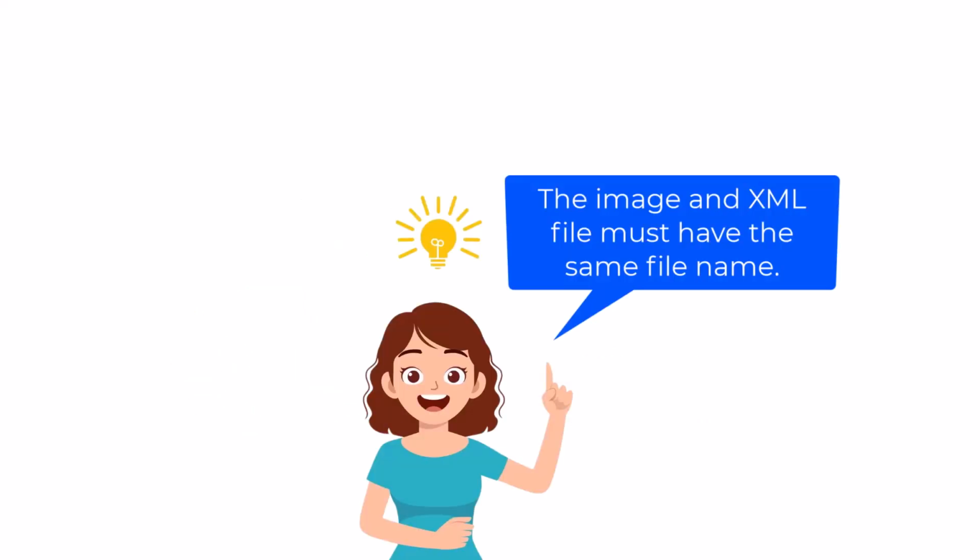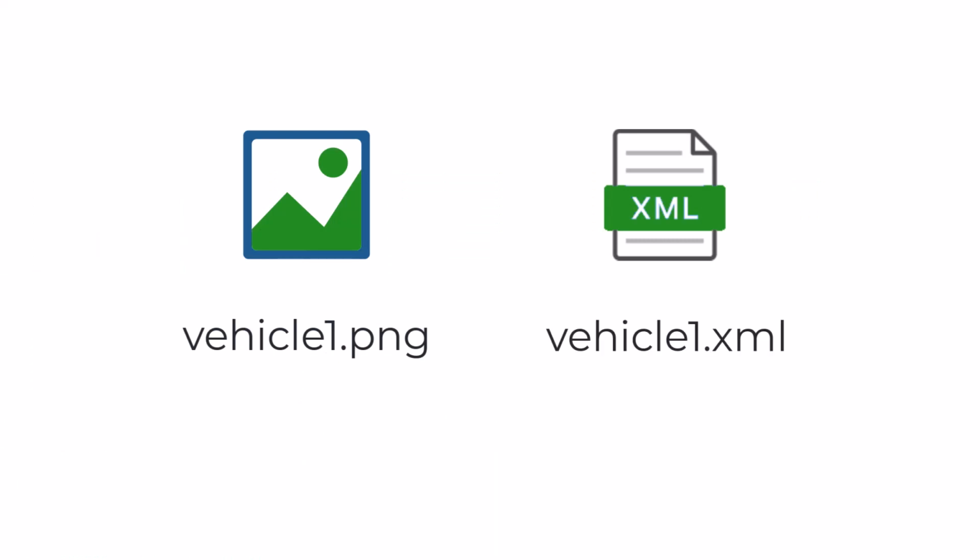It's important to note that the image and XML file must have the same file name. For example, if the image file name is vehicle1, then the XML file name must also be vehicle1.